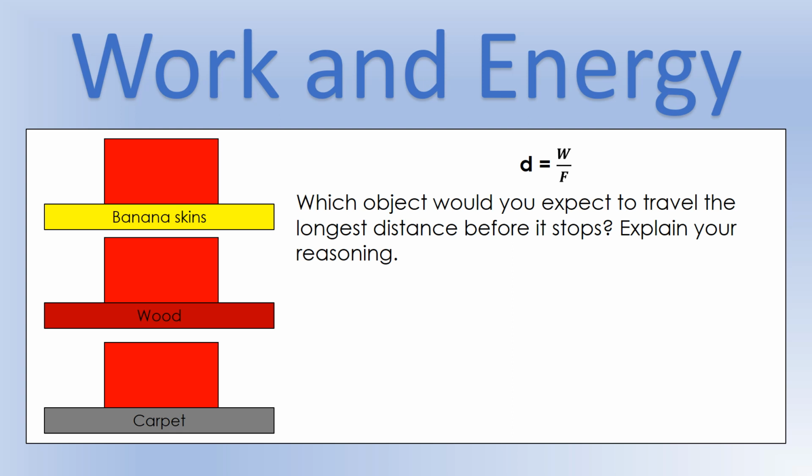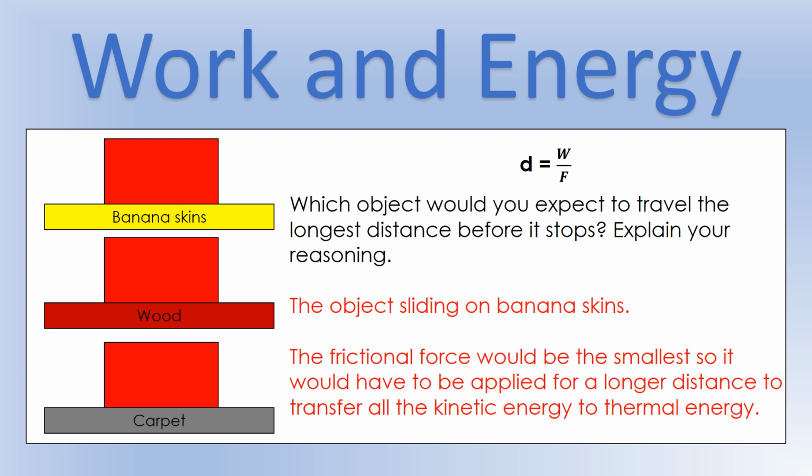Okay, so I'm assuming you've done that. So the object sliding on banana skins would travel the furthest, which is probably intuitively what you reckon. The reason is its frictional force is the smallest, so it has to travel a longer distance to do the same amount of work and transfer all that kinetic energy to thermal energy.